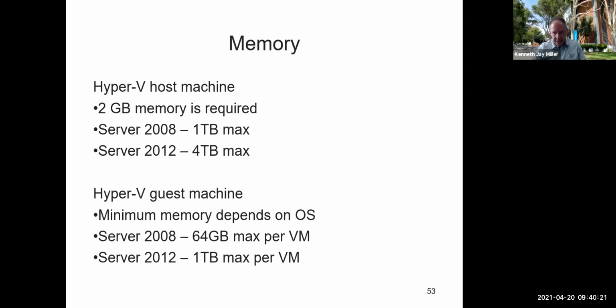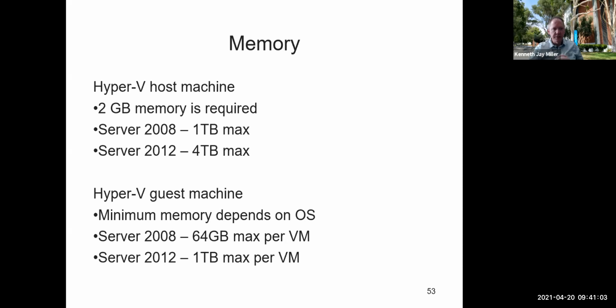Okay, for the guest machine, so that's the host machine, that's our server, the virtual machine inside of it, the minimum memory depends on the operating system. There are some versions of Linux that will happily run on 512 megs of RAM. So half a gig of RAM, it'll fire up and run without any issues. For Server 2008, the maximum amount of memory you can give to each virtual machine is 64 gigs. And for Server 2012, the maximum memory that you can give per VM is 1 terabyte.